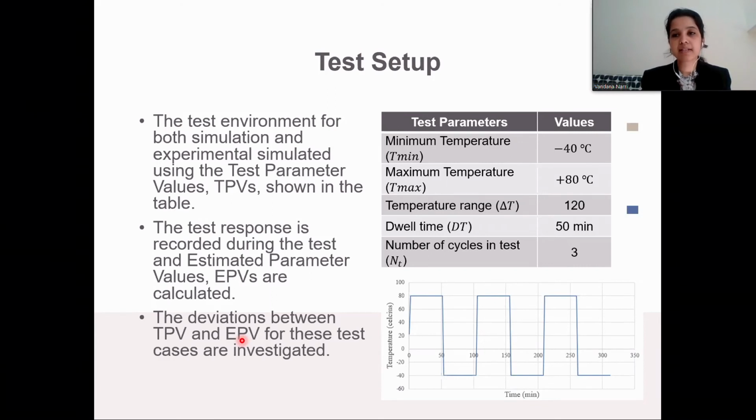So we are expecting the test parameter values that we have set to be what we actually get during the test. And for this component, we have a maximum temperature of plus 80 degrees and a minimum of minus 40. And the dwell time, that is the test duration, is 50 minutes at each stress level. And we have run it for 3 cycles.